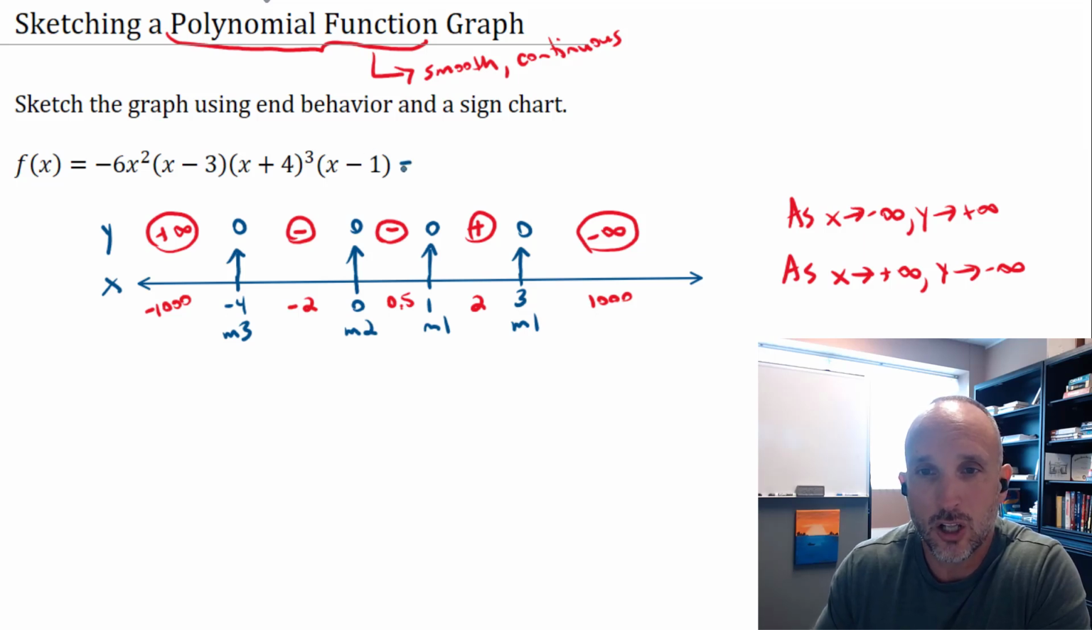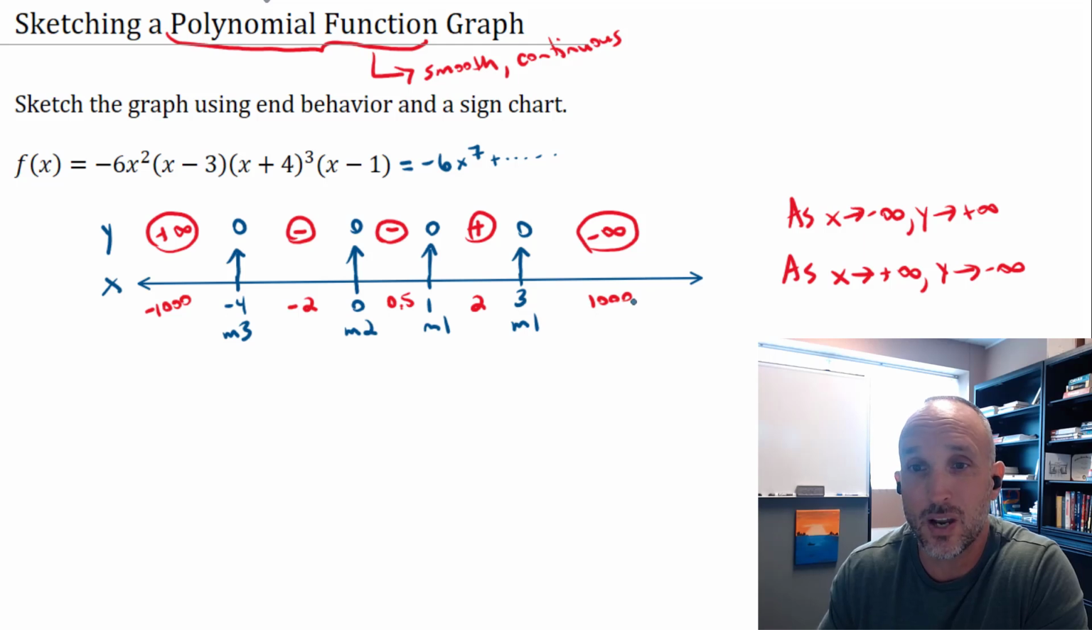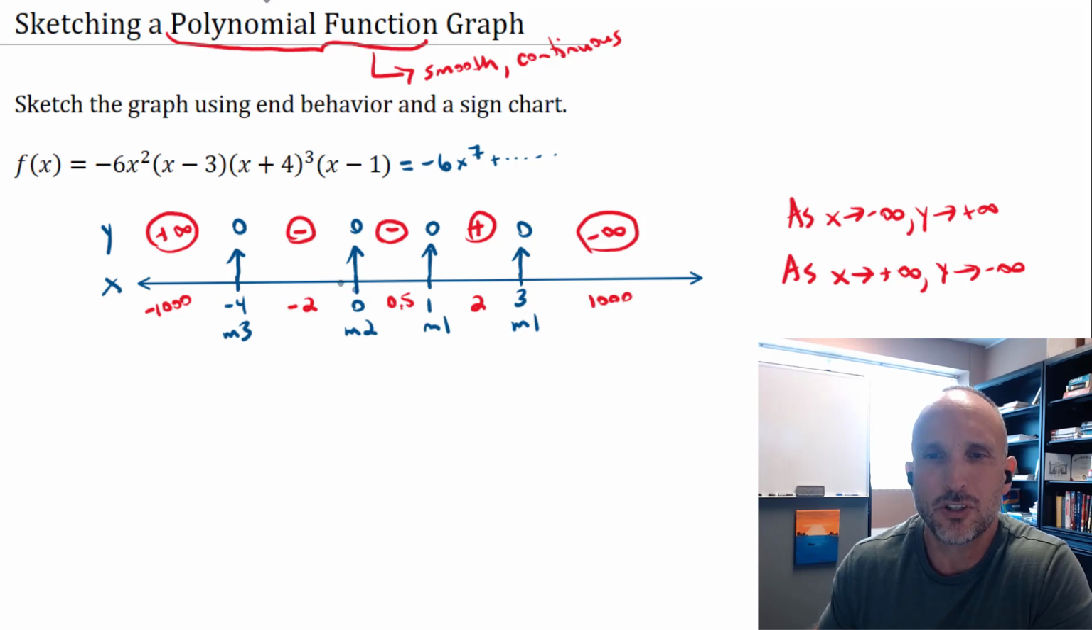If we were to multiply all of this out, the leading term would be -6 x squared times x, so that's -6x cubed, times another x cubed, so that's -6x to the 6th, times x is -6x to the 7th. And this leading term, -6x to the 7th, approaches positive infinity on the left and negative infinity on the right. So that gives you your end behaviors right away. But what about your middle behaviors? Well, this is really interesting. The multiplicities can help you with that.